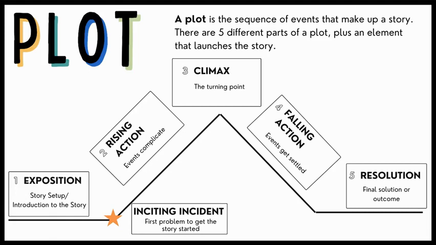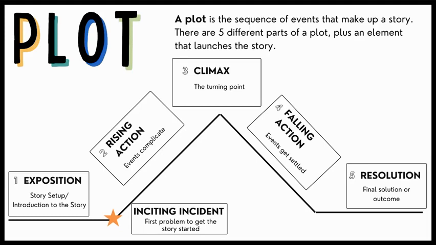Now we're going to look at this last box on our plot diagram with the orange star. And this is starred because it's not necessarily part of our plot, but it's an element that really helps our story. And so I decided to add this because I think it's important for you guys to know. And this is called our inciting incident. Our inciting incident is a fancy way of saying this is the first problem to get the story started.